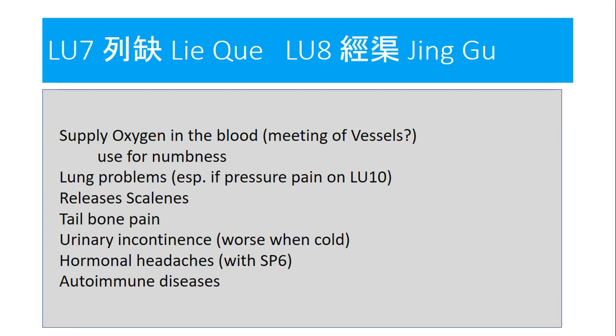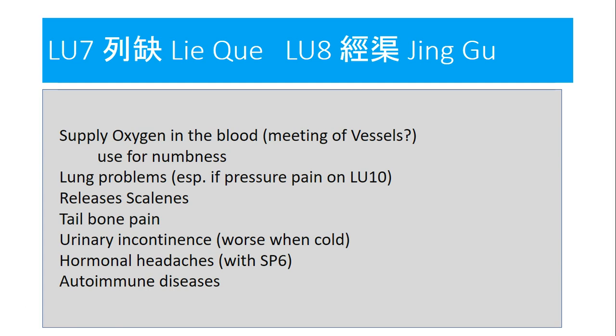Lung 8 is a point that is considered to supply oxygen in the blood, and it is used for numbness and neuropathy with spleen 3. This idea of oxygenating the blood fits with its names, the channels and the ditches, supplying oxygen into the channels and ditches. In contrast, lung 3 or lung 4 is considered to supply oxygen in the lungs, and bladder 42 is considered to supply oxygen in both the lungs and the blood.